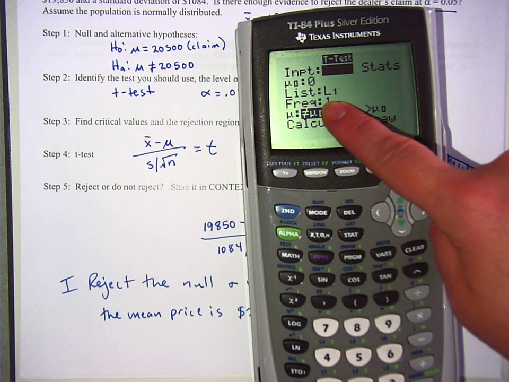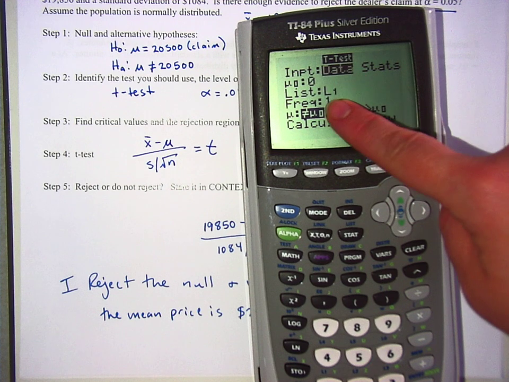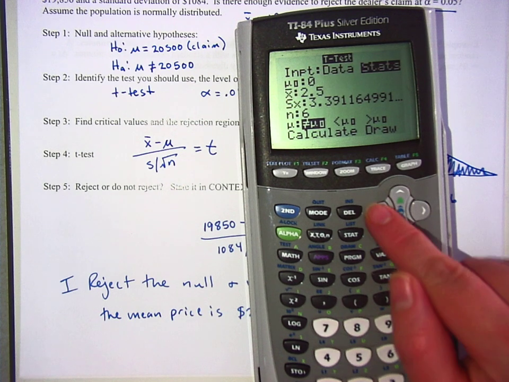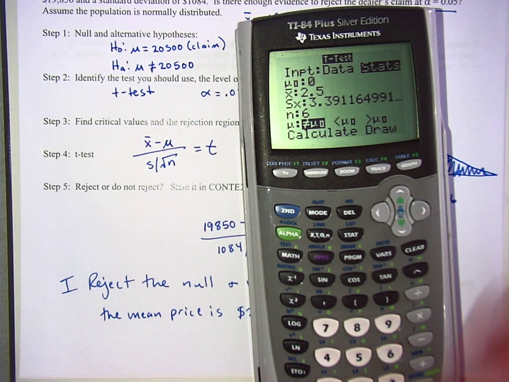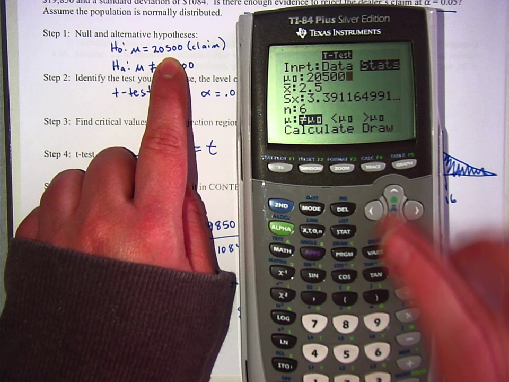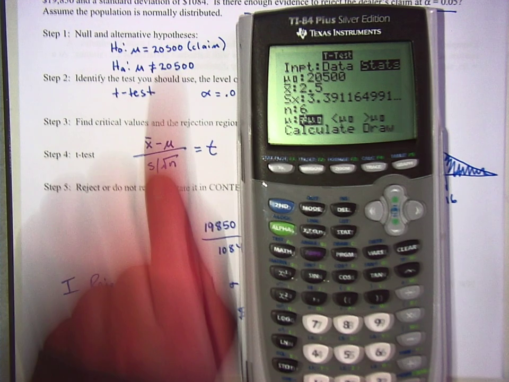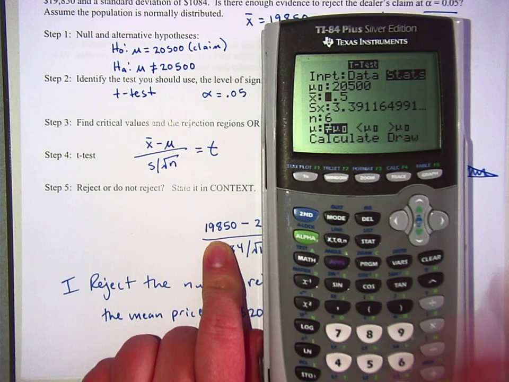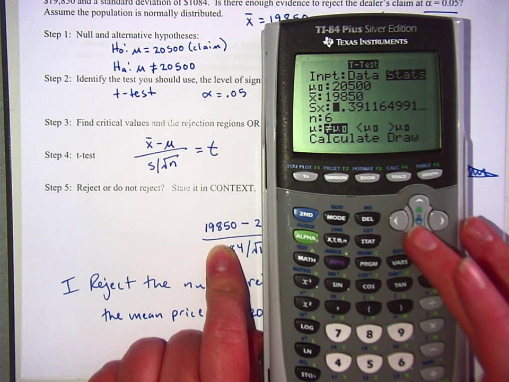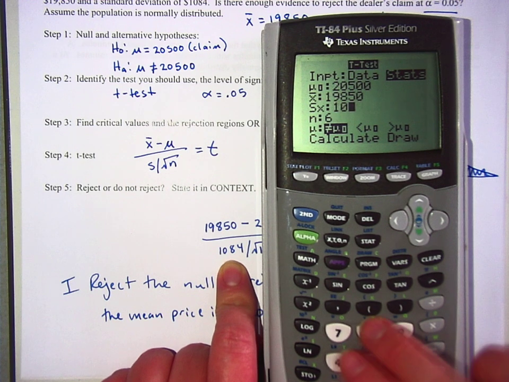But it's rigged. Okay. Anyway, so data is when it's referring to a list in your calculator, and stats is when you already have the info. So we're going to hit stats here. The mu sub 0 is what your claim is. So we're going to type in 20,500. We're just going to do this exact same test we just did by hand. The x bar is 19,850. The S is 1,084.